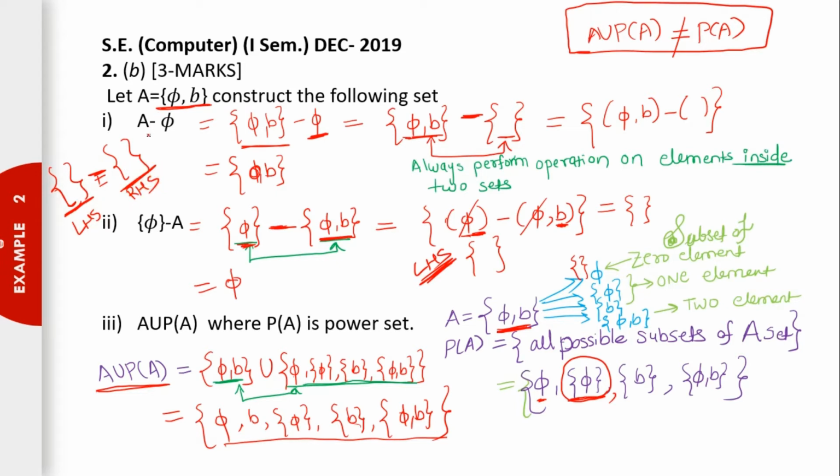So we'll list out those elements. Set A is {phi, b}, minus {phi}. This is not in curly braces, so write it down in curly brace format. This will become {phi, b} minus this. Perform subtraction of only the elements present inside these two curly braces. Subtract only these elements, so it will become {phi, b} minus this, nothing. So it will be my {phi, b}.